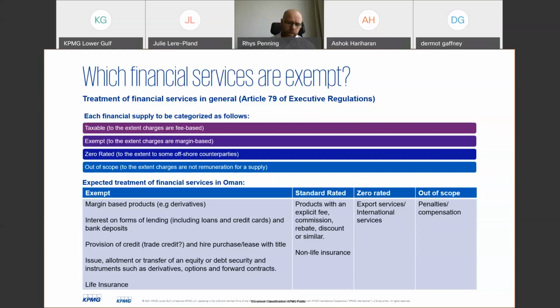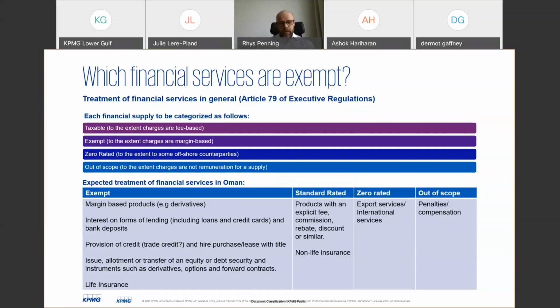Interest would be exempt because that is a margin-based or non-explicit fee-based remuneration for an exempt financial service, a loan. Dividends themselves would be out of scope, meaning that they do not give rise to a VAT liability. They're essentially disregarded for VAT because they are the return on a share, not the remuneration for a transaction or supply with the share. So those two are pretty straightforward, we think.